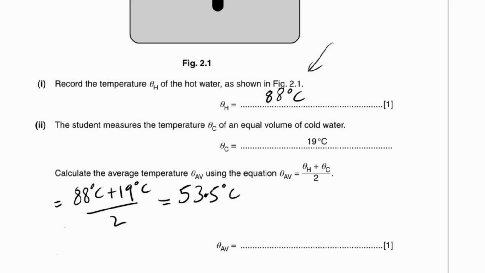And if you're wondering why I'm giving that to 3 significant figures and not to 2, it's because it's quite a big jump from 53.5 degrees Celsius to 54. And if you're in doubt, leave it as 3 significant figures.